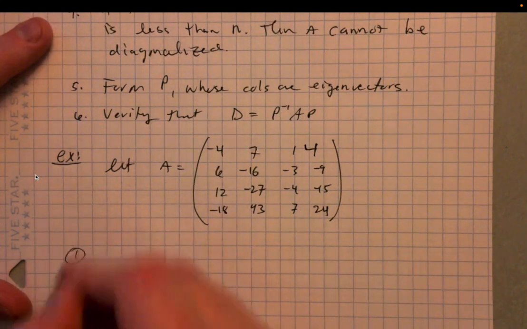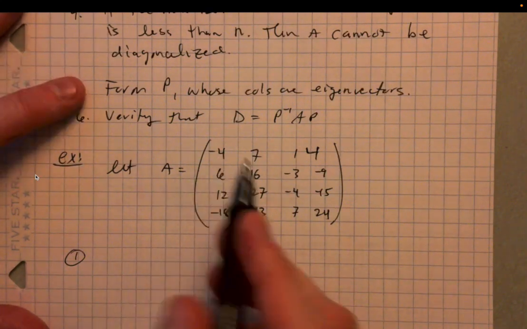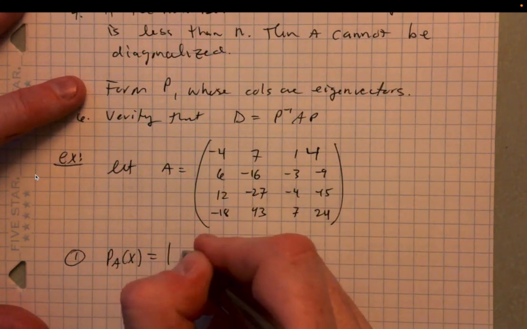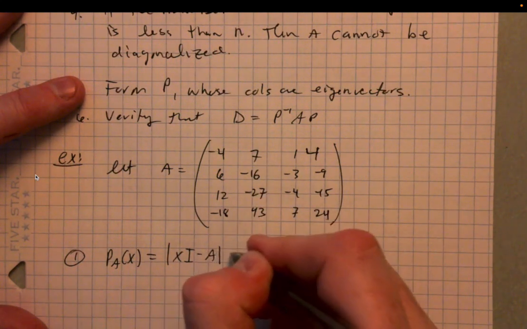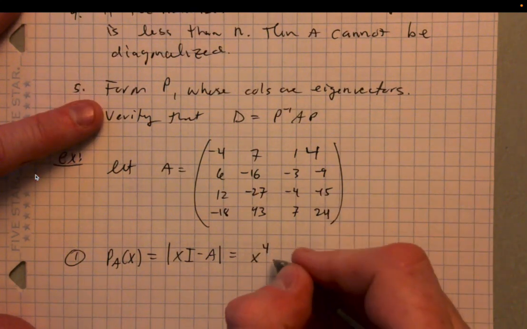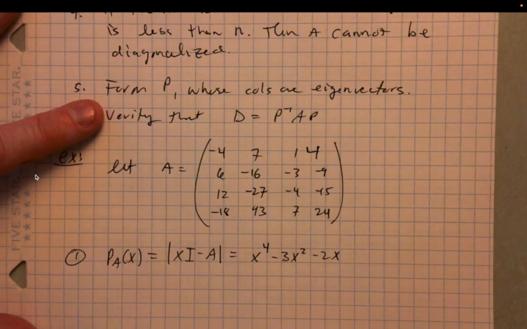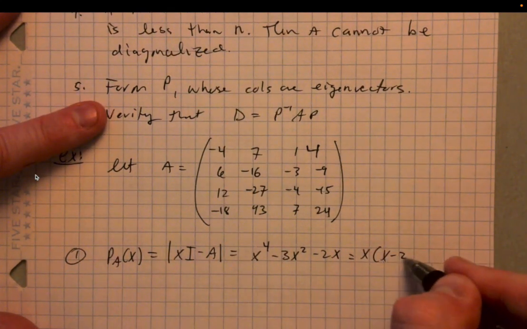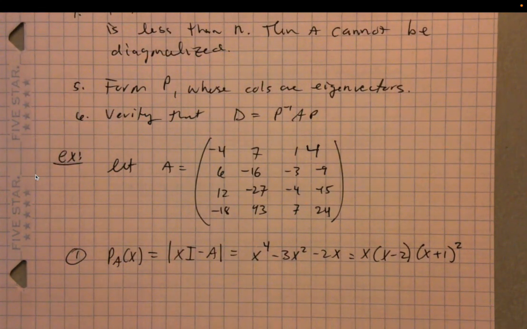And so step 1 is to calculate the characteristic polynomial, right? And this is a lengthy computation. So the characteristic polynomial is found by basically identifying the determinant of this matrix, xI minus A. And so this will be a 4th degree polynomial. It turns out it's equal to x to the 4th minus 3x squared minus 2x. And that can be factored down into x times x minus 2 times x plus 1 squared. Okay, so that's step 1, to find that characteristic polynomial.